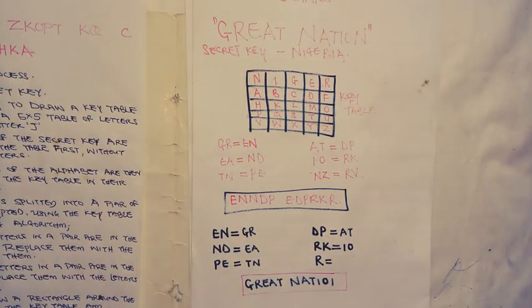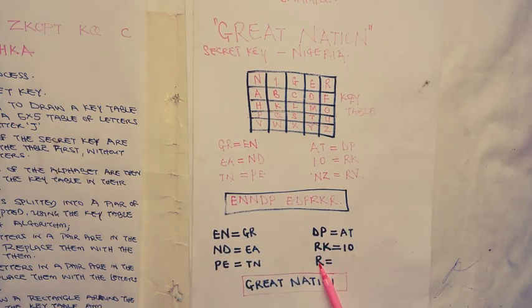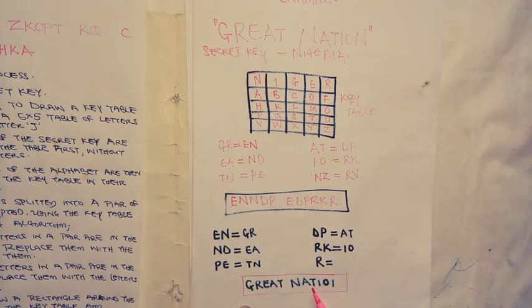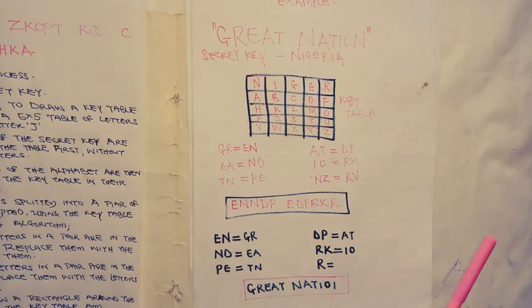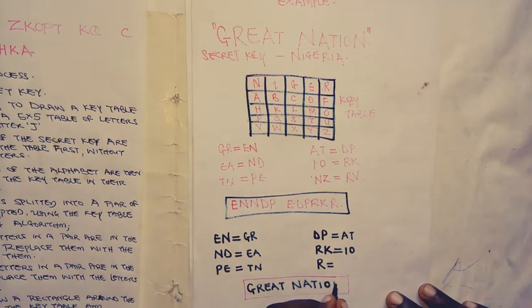Now the reverse of the process gives me my plain text back. I split these into pairs of letters. I have EN DP PE DP RK R. Now notice this last one is singular. How do we solve this? I suggest that by the time you get to the last letter in decryption, you will be able to guess correctly what the last letter will be. So for EN it is GR, for ND it is EA, for PE it is TN, for DP it is AT, for RK it is IO, and for R, because you already know it is great nation, you'll be able to guess right that your plain text is going to be great nation.